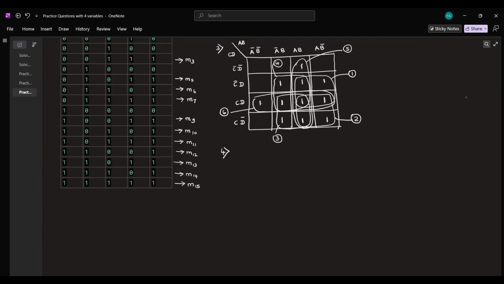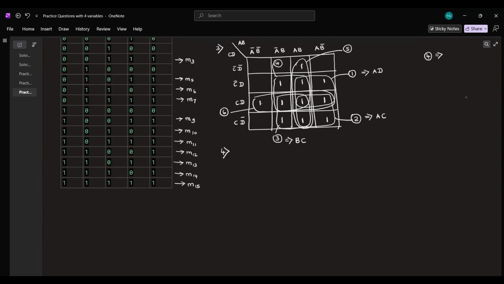First group we have AB and AB bar. So we know B will be cancelled, and this is spanning across two rows also. So C and C bar will cancel each other out. So we will have D. So this will correspond to AD. And the second group will correspond to the same thing, right? A will come, and here D and D bar are going out. So we will have AC. And here we will have B, and then D and D bar will cancel each other out. So we'll get C.